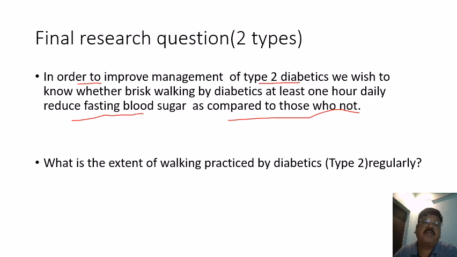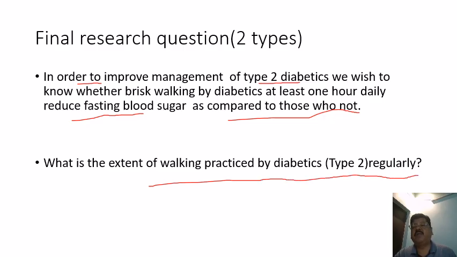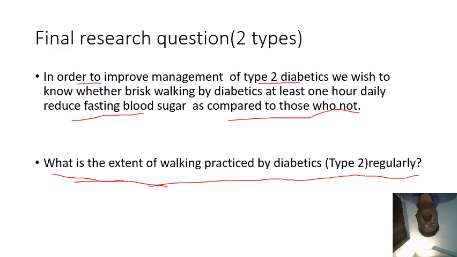Then this is another one. The second one is, what is the extent of walking practiced by type 2 diabetics regularly? So this is a descriptive study. We are not doing any intervention. We are just observing it. It is a descriptive study, so there is no intervention. It is not an analytical study. So for these 2 research questions, the topic is the same, but depending upon what question we ask, the study type is also different.